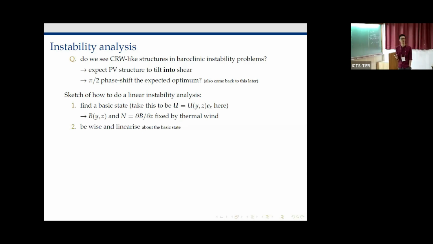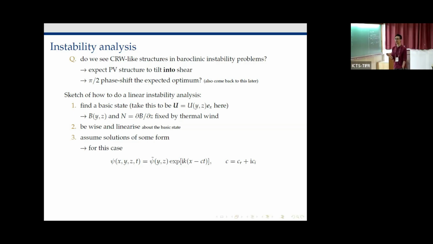Linearize, so be wise and linearize. It rhymes, it must be true, so you should probably do it. So I'm going to linearize against the basic state. Now your PDE or your ODE is going to be linear, so you know how to solve these things. I'm going to assume solutions of some form. In this case, I'm going to assume there are periodic wave-like solutions in the X direction, but the eigenfunctions could be in Y and Z.